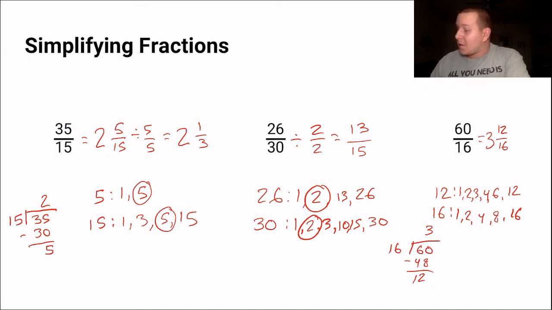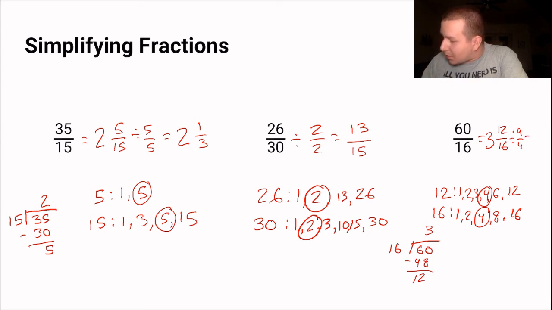So now we're going to take a look at these numbers and look for the greatest number on both lists. And it looks like for this one, both of them are going to be divisible by 4. Okay, so I divide both numbers by 4, because really I'm dividing by 1, which shows us that identity property. And we would get 3 and 3/4.